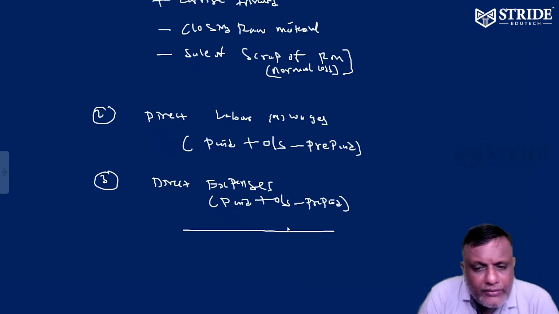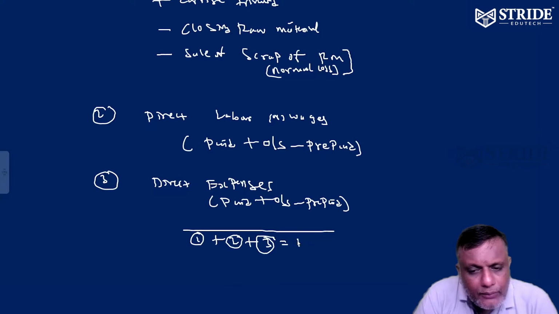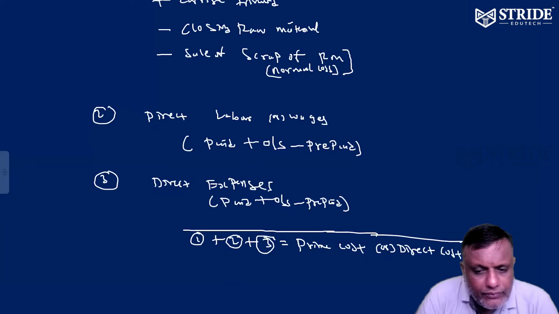If you add all three, which is number one, direct material consumed, plus number two, direct labor, plus number three, direct expenses, you'll get prime cost. In costing, the terminology is prime cost, or it is called direct cost. Prime cost or direct cost. Traceable cost is called direct cost.